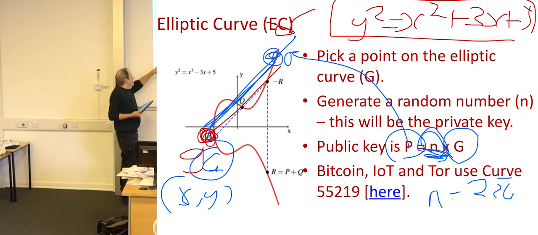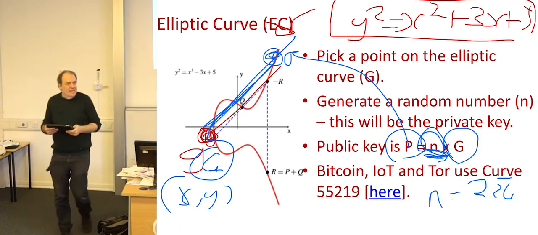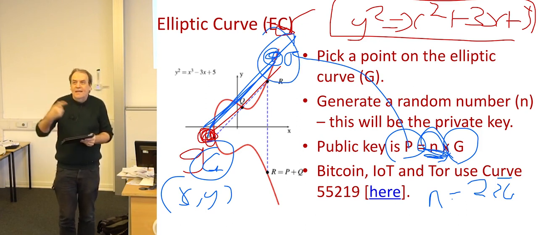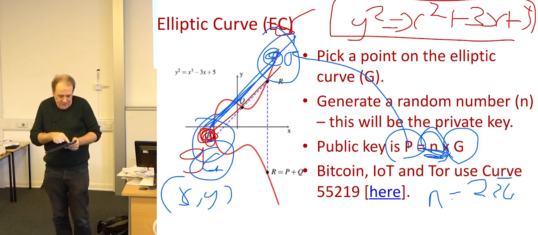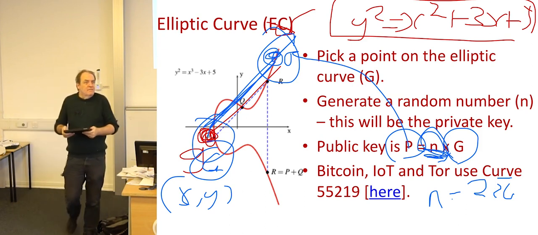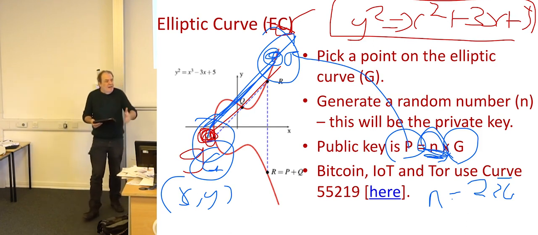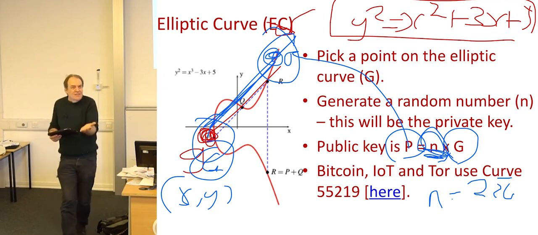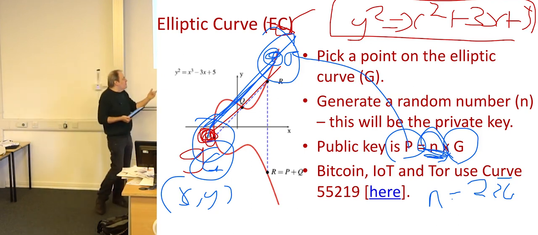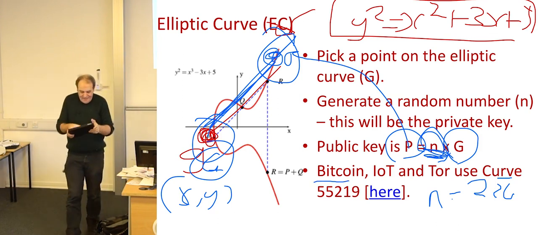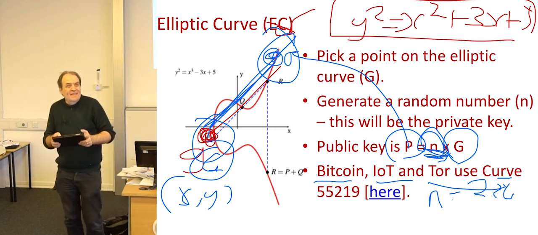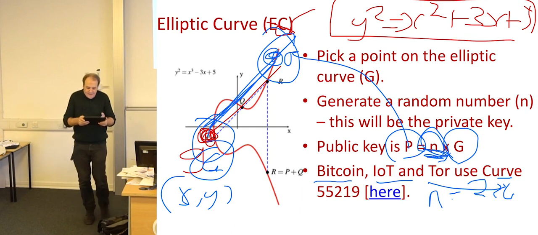Okay, so we'll find that our keys in the elliptic curve are XY points. So if I tell you my public key, I tell you my XY point. I also tell you that point. And that's it. And that is the basis of what we'll see as signing. It's impossible for you to find out what that secret is. So it's used in Bitcoin, IoT, Tor, you name it. It's elliptic curve that's actually in there.